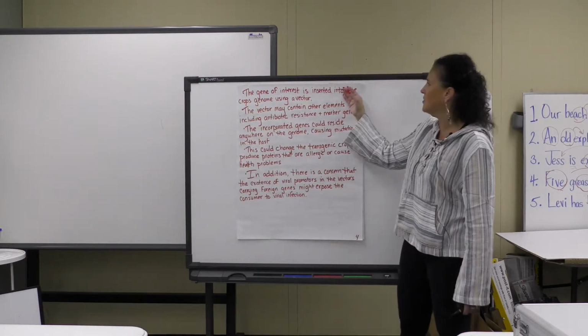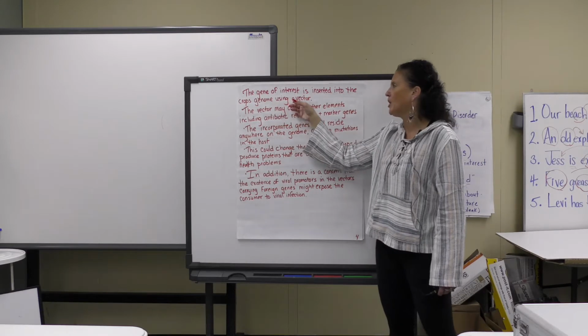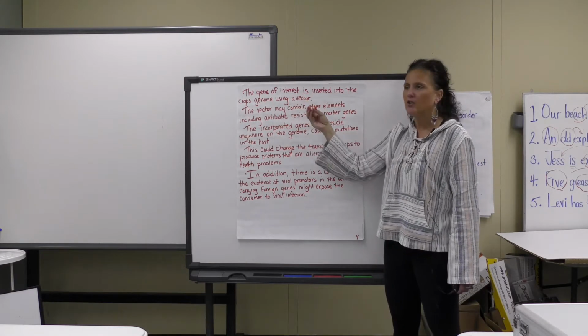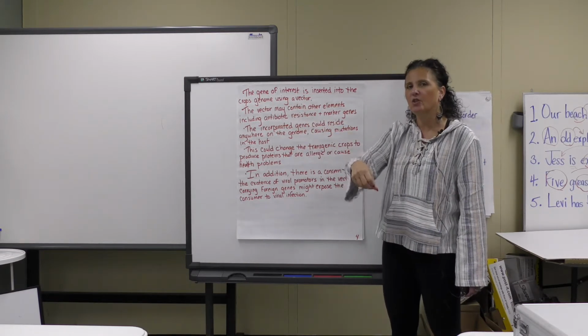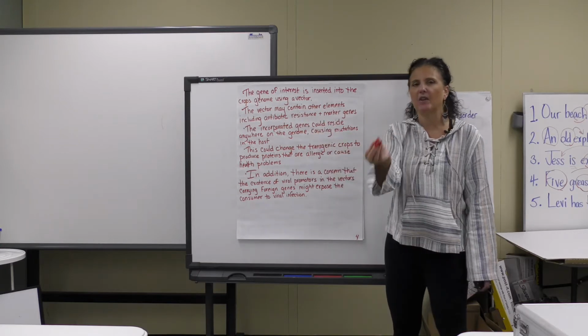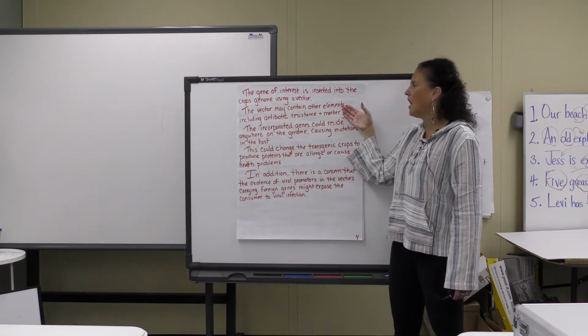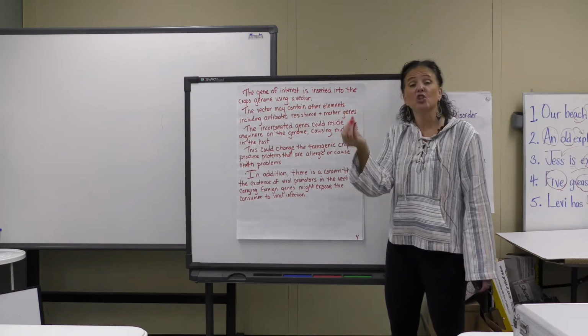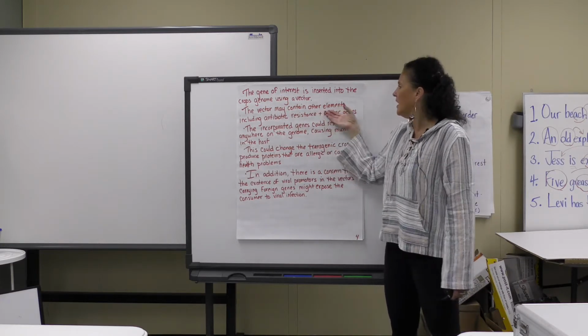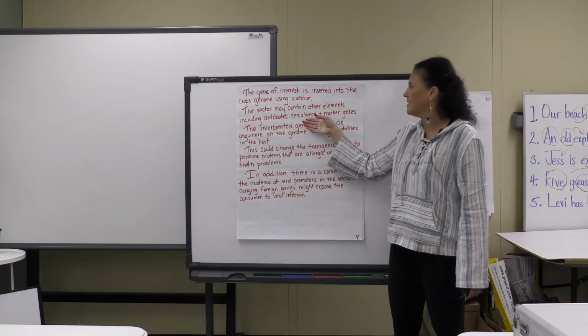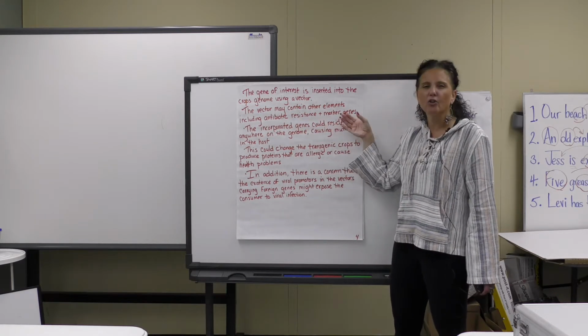The gene of interest is inserted into the crop's genome, and what they use is called a vector. A vector is just a way of putting it into the genome. We have to insert it into something to put it into the genome. The vector, though, may contain other elements. It's not just that gene. In this vector, we may have antibiotic resistance. We may have what are called marker genes.